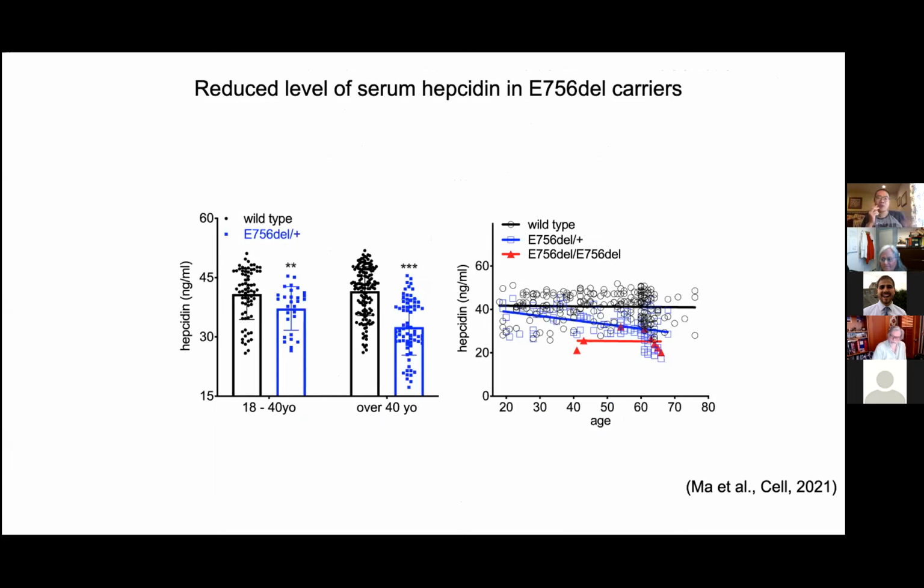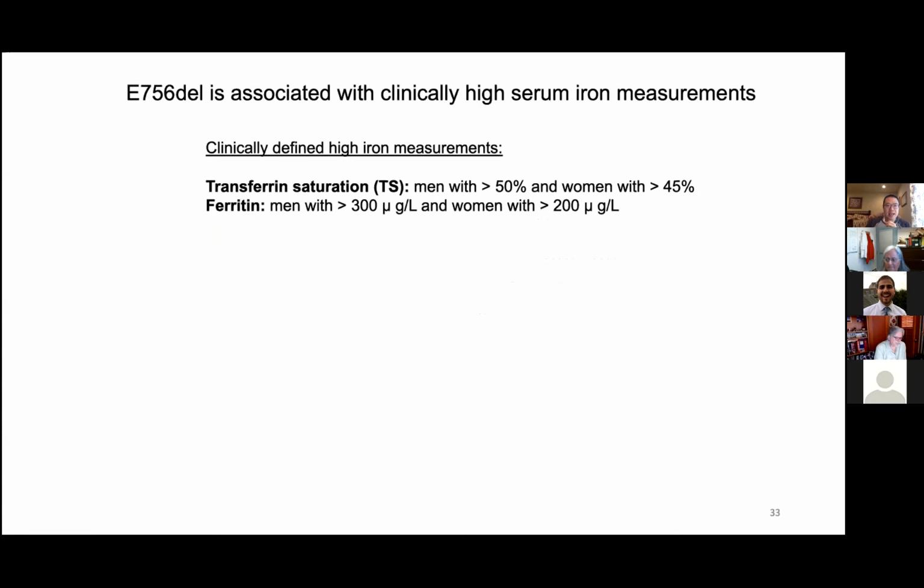And then if you remember, in the animal models, we determined that the reduction level of hepcidin is the cause for the iron overload. And in the human cohorts, I also showed that the hepcidin levels are significantly decreased in the individuals who carry this gain of function PS1 allele in the genomes, which is consistent with our animal models. And eventually, we want to start asking about the potential clinical relevance of our discovery. So whether the E756 delete is associated with clinically high iron measurement in the blood.